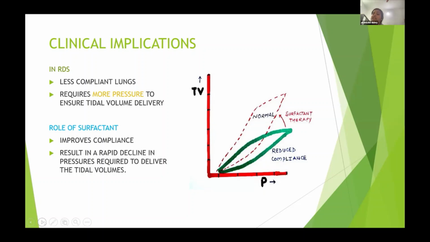The same we can see in the graph. In this graph, the green loop is the loop of a baby who is having RDS, and after giving surfactant, the loop shifted to the left. That means even if a smaller amount of pressure is increased, the volume change is very high. Therefore, we need to manage the pressure after giving surfactant because it may further cause volume trauma or pressure trauma. Next.